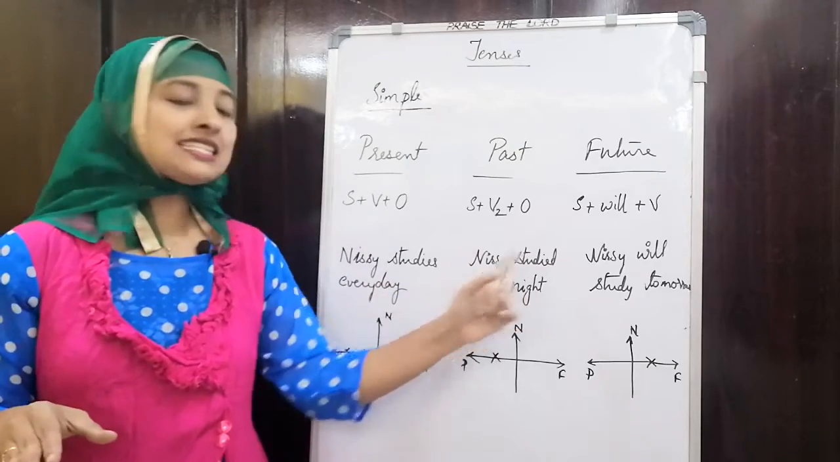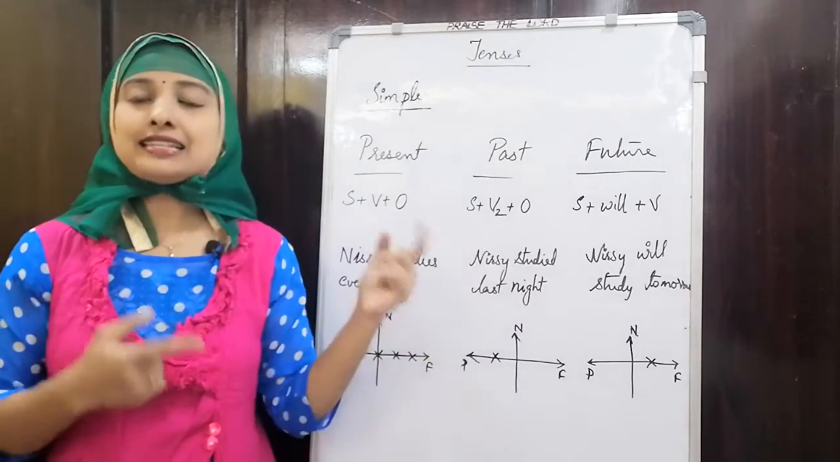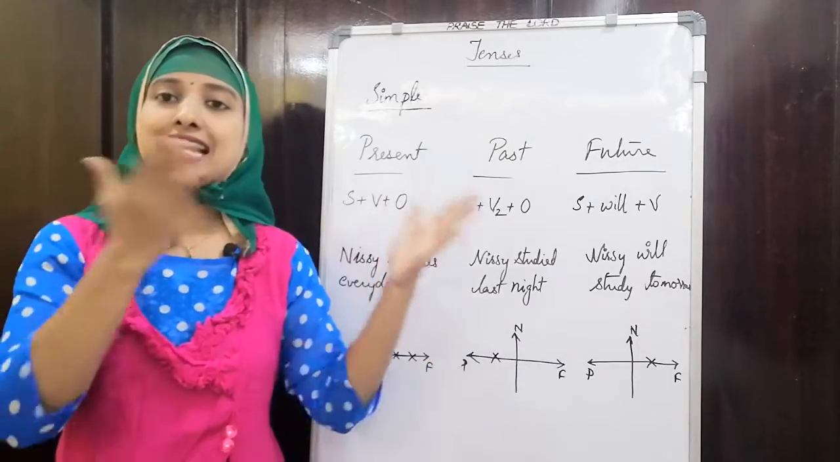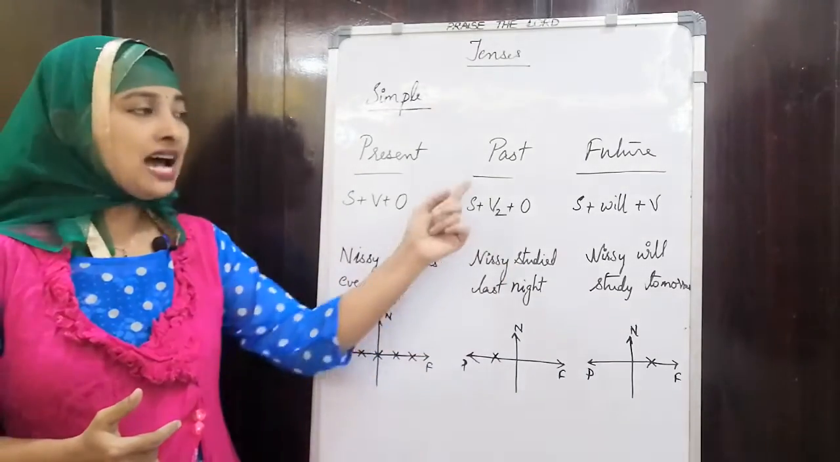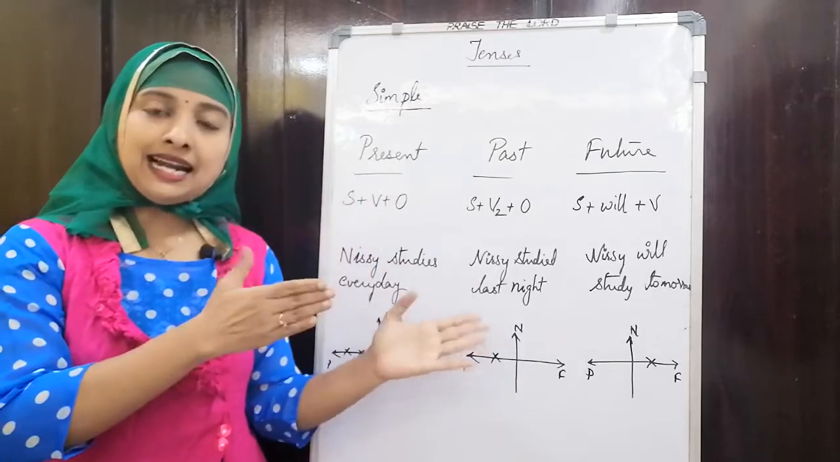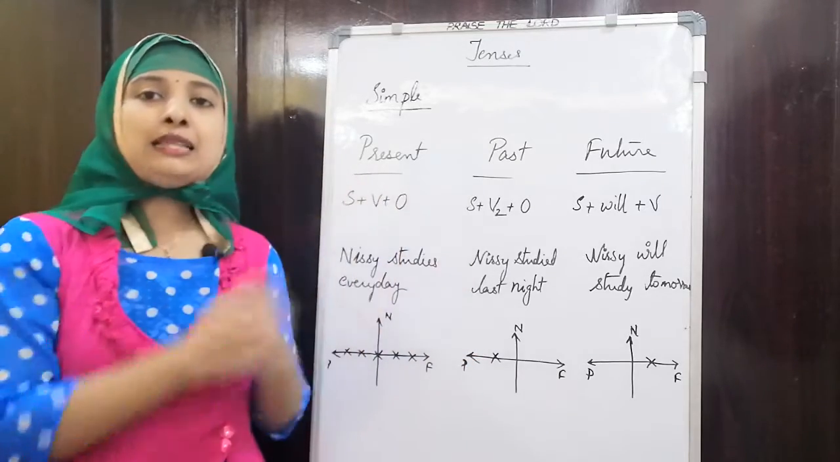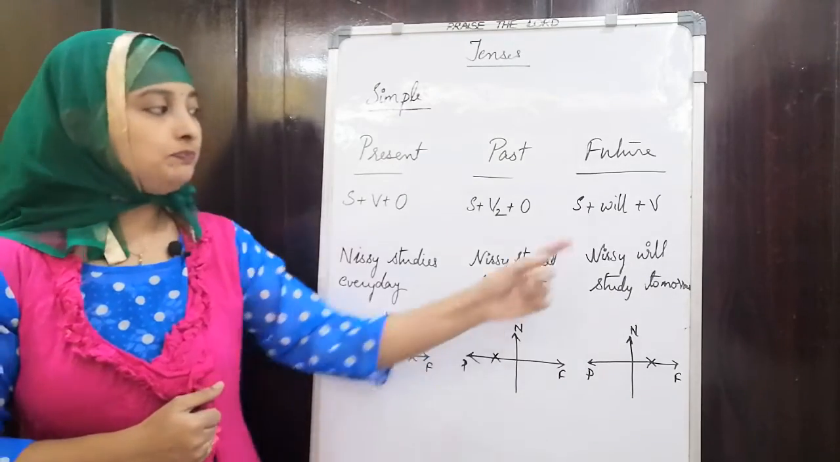Okay, so Nissi studied last night. So last night Nissi finished her studies, like Nissi studied last night. It is an action which got over yesterday, right? So that is about past simple. And how will it be represented? It got completed in a fixed time in the past. So in the past, here the event got over, right?